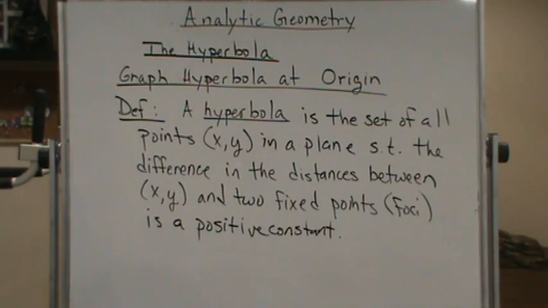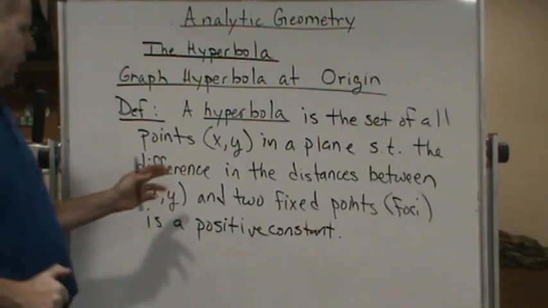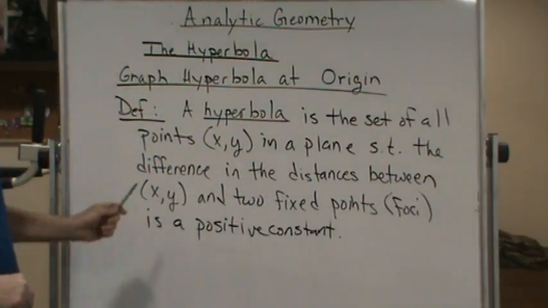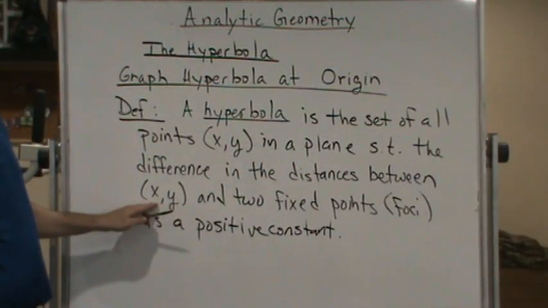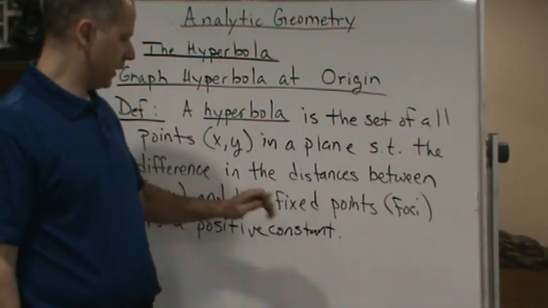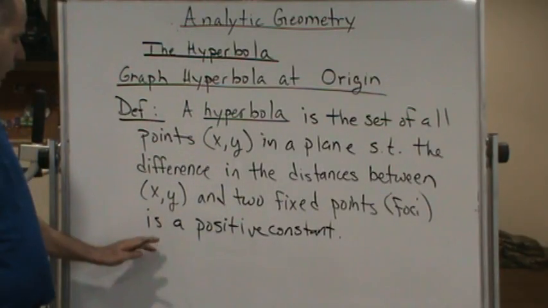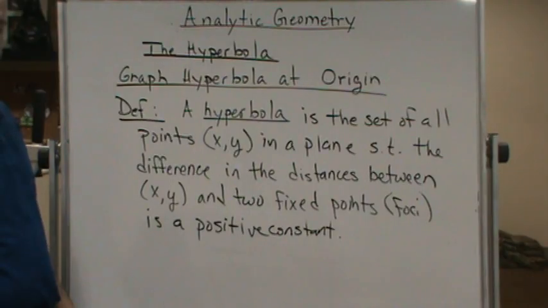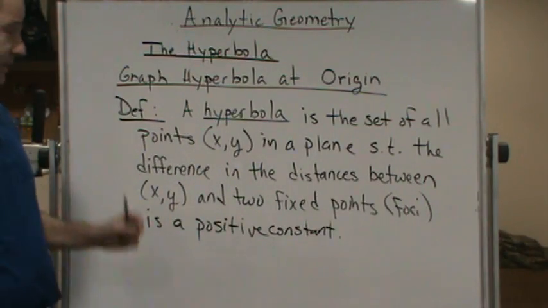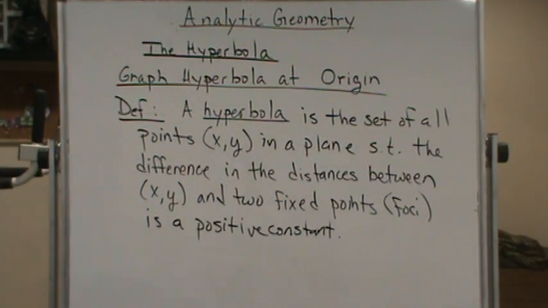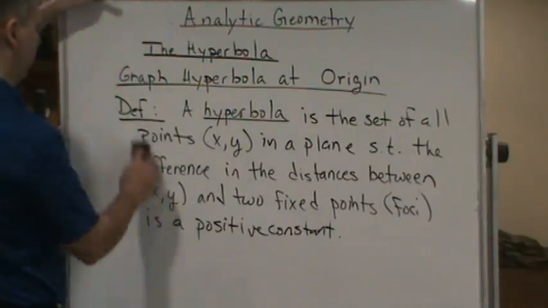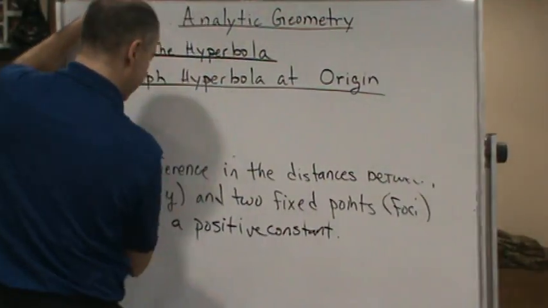So the set of all points x comma y in a plane such that the difference in the distances between x comma y, which is a point on the hyperbola, and two fixed points called foci is a positive constant. So this is very similar to the definition of an ellipse, except we're looking at the difference in the distances being a positive constant instead of the sum of the two distances being a positive constant. So what would this look like? Okay, so this would look like something like this.